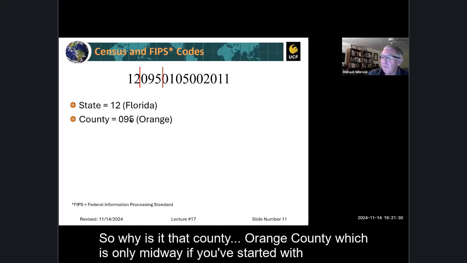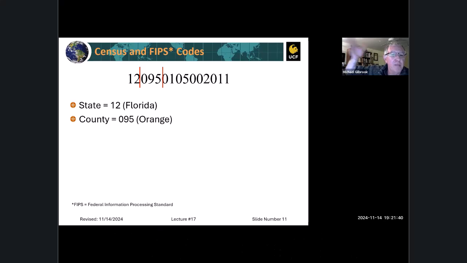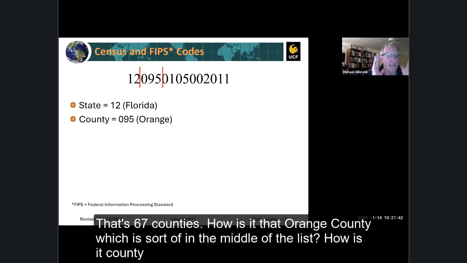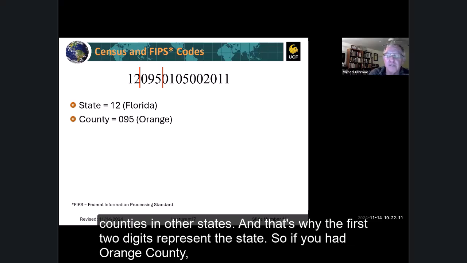So why is it that Orange County, which is only midway, if you started with Alachua County as number 1, and the last county is Washington County, that's 67 counties. How is it that Orange County, which is sort of in the middle of the list, is county number 95? Okay, there are other Orange counties, says Thomas.